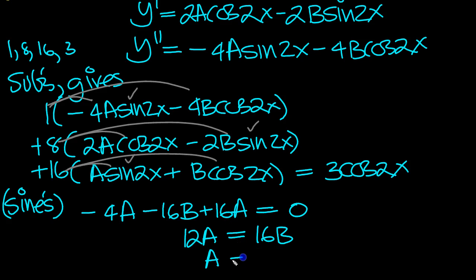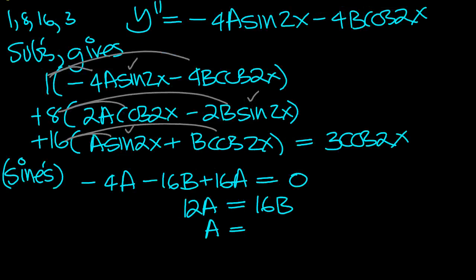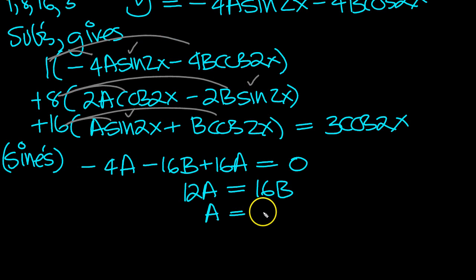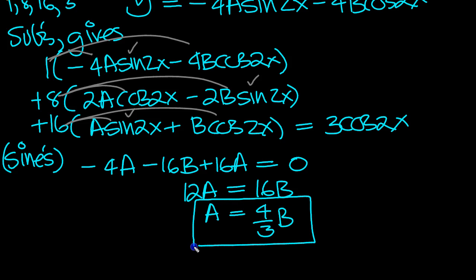So a will equal, then divide by 12 both sides. 16 over 12 is 4 over 3, isn't it? When we divide out the common 4. So there's the first piece of information. Now that was equating sines, so now let's equate cosines.